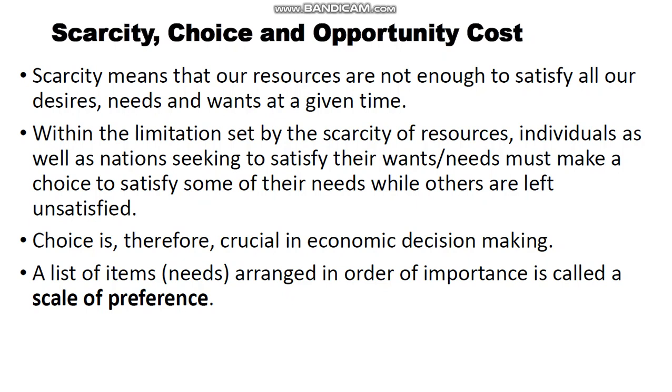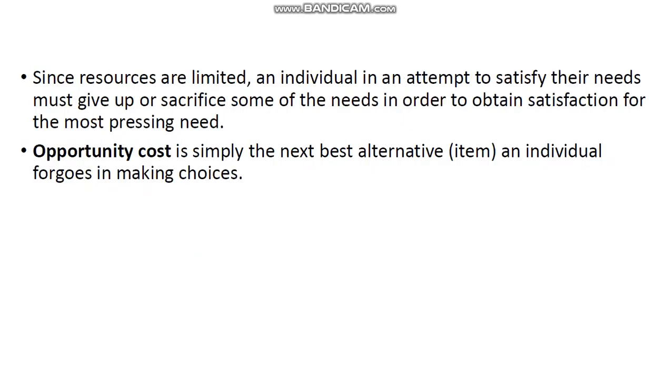In economics, the next best alternative that you forego in making a choice is known as the opportunity cost. So the opportunity cost of buying a phone is the television you are foregoing. So anytime you are making a choice because of scarcity, you have to incur an opportunity cost because you have to forego something in order to gain something. That is how nature is because of scarcity of resources. You can't have everything you want at the same time.